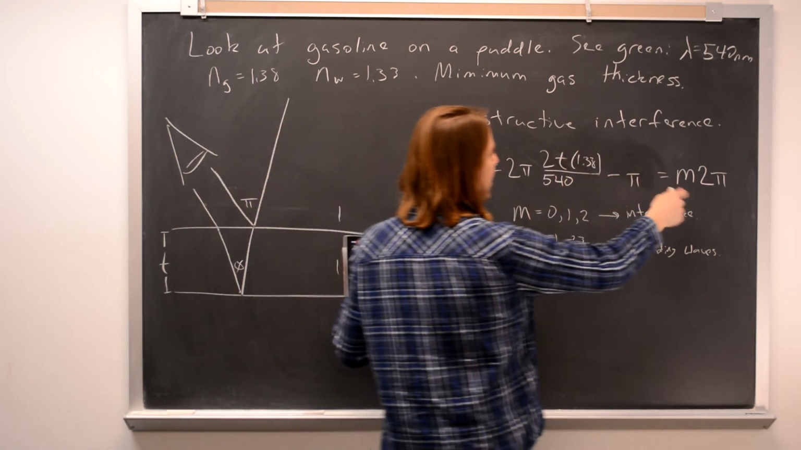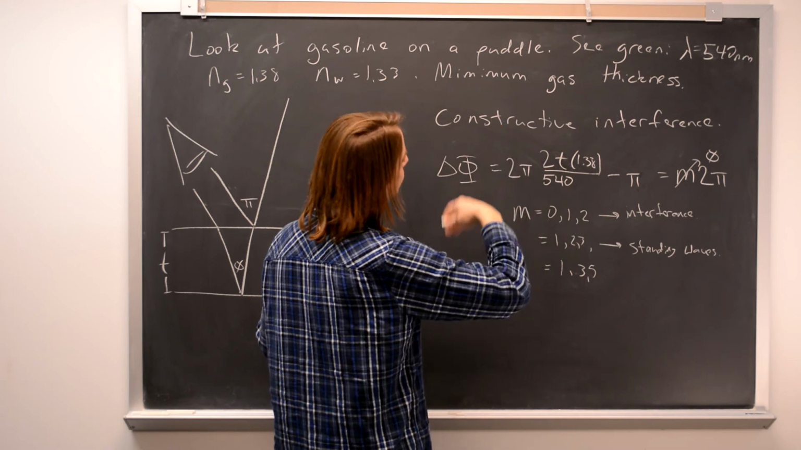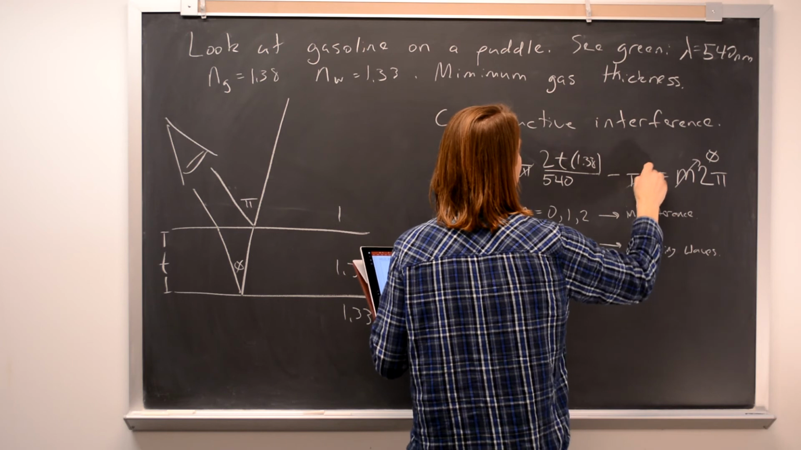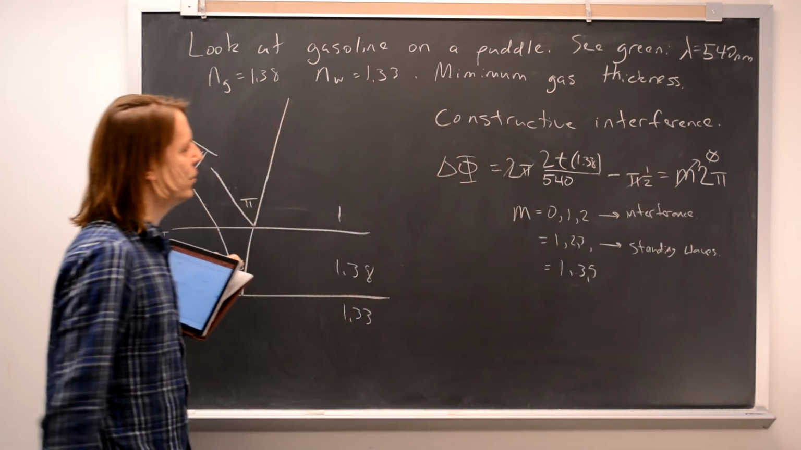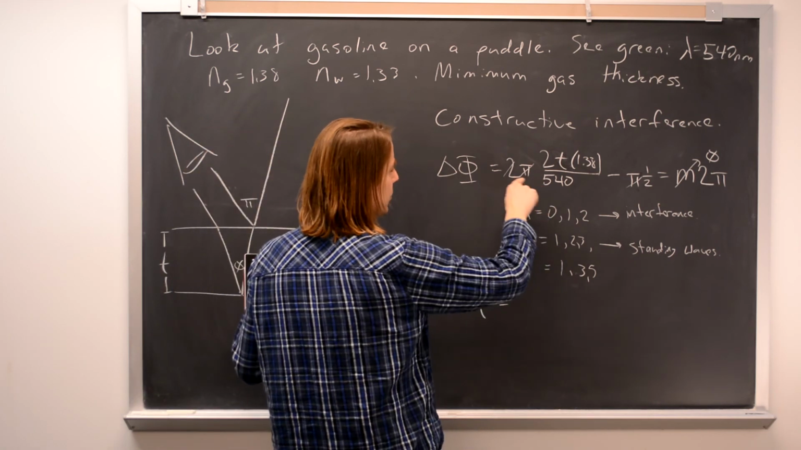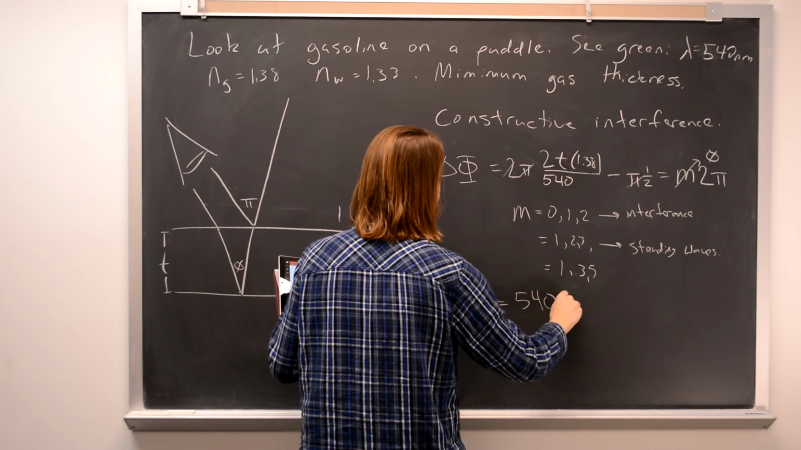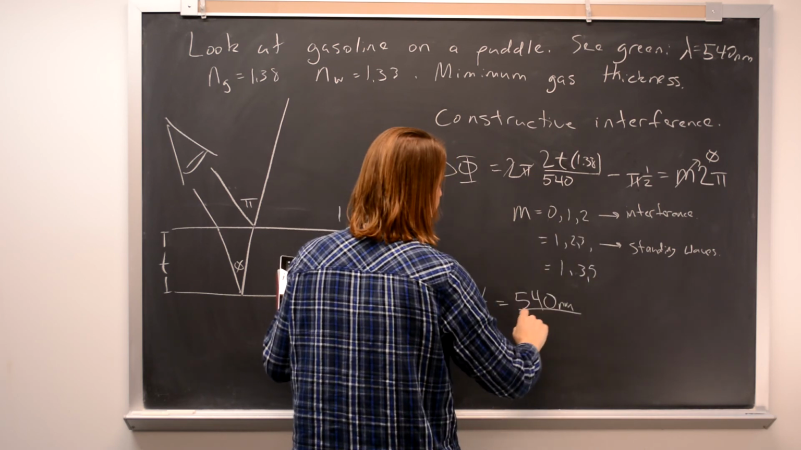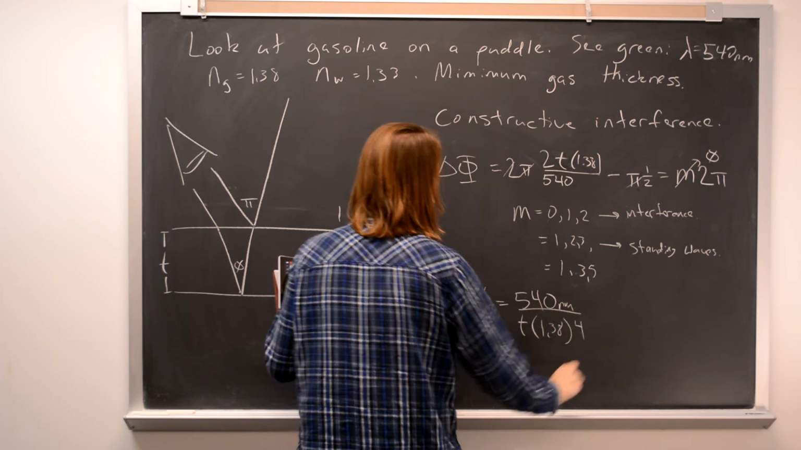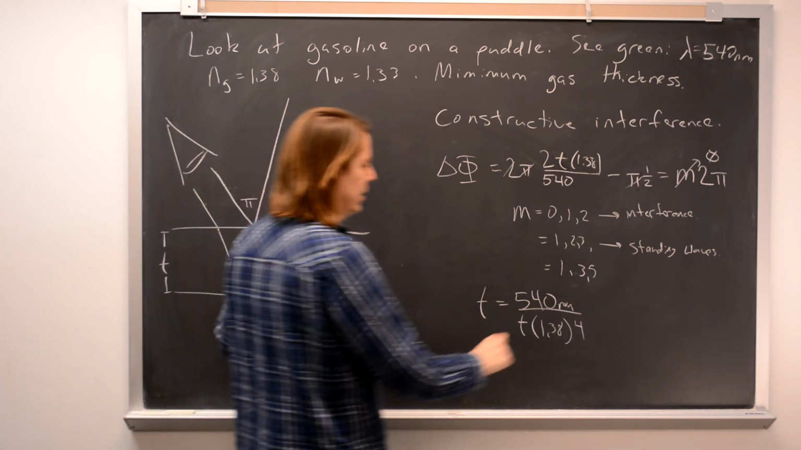So sure enough, we're going to make that side equal to 0. We can divide by pi. I have this obsessive thing that I always divide by 2 pi, so I make this 1/2. I can't get over that. And then we can solve for t. T equals, it's going to be a fourth. It's going to be 540 nanometers over 1.38 times 4. Sort of an awkward way to write that, and you get 98 nanometers.